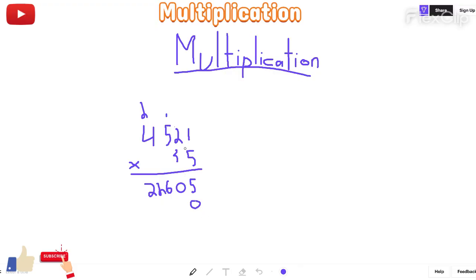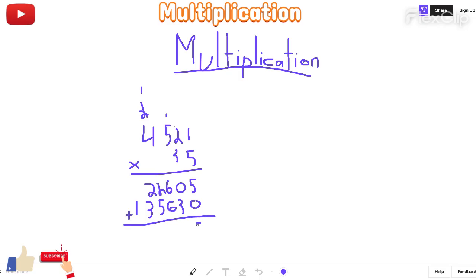Then we go 3 times 1, 3. 3 times 2, 6. 3 times 5, 15. Put the 5, then cross out this 2 and carry the 1. 3 times 4 is 12, plus 1 is 13. So we place the 13, draw an addition symbol, and add this all up.